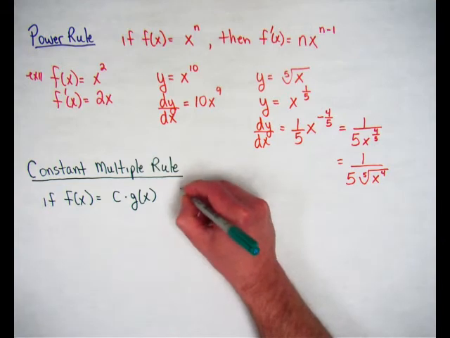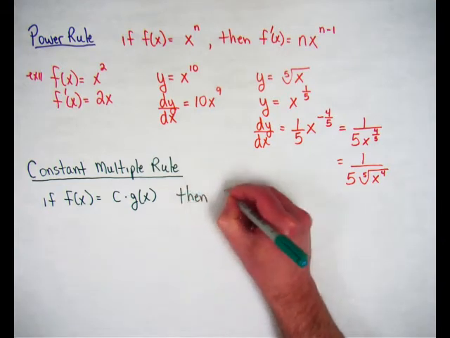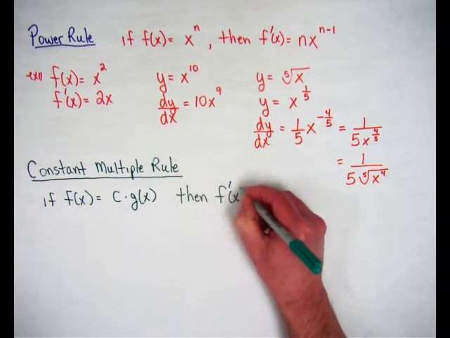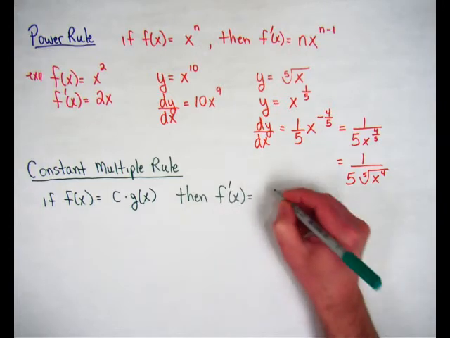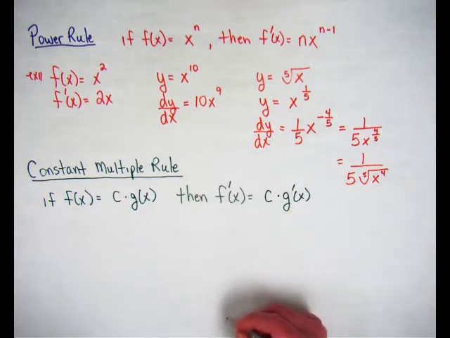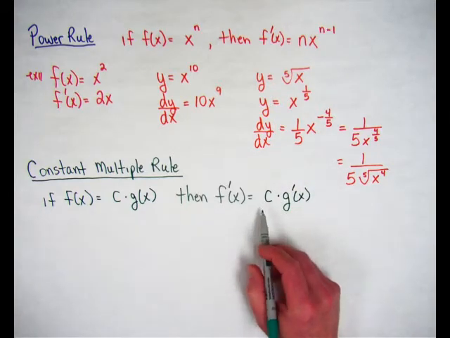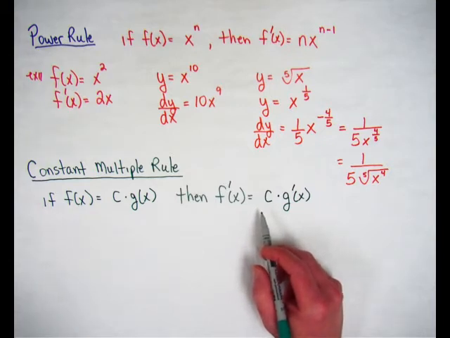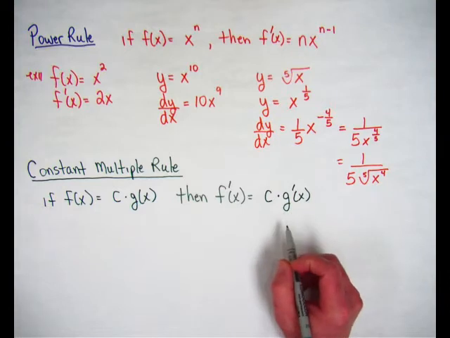Then this rule says that the derivative, f prime, is just equal to the constant c times the derivative of whatever g was, g prime. Notice that the constant does not become 0. It's really important that you don't confuse this rule with the constant rule. This is a constant times a function.